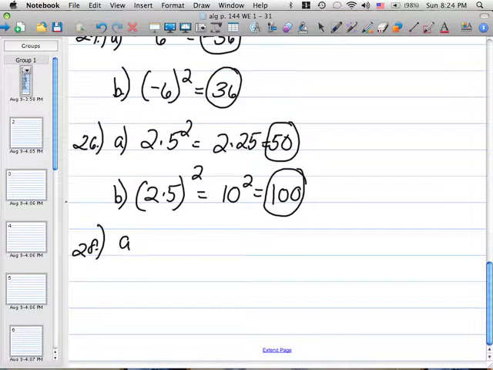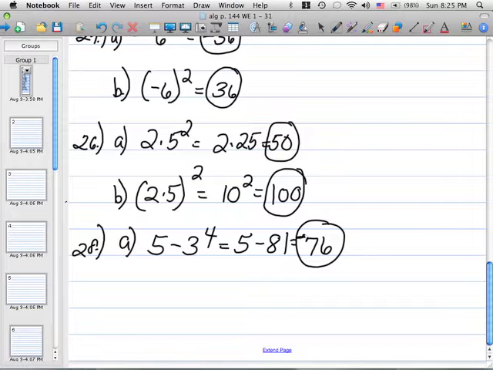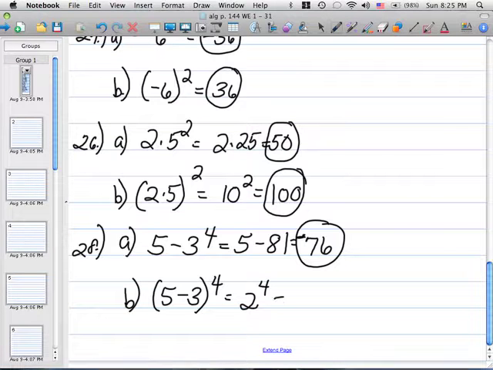Number 28, A, 5 minus 3 to the 4th power. So that's going to be 5 minus 81. 3 to the 4th power is 81. Subtract 5 from 81 is 76, and there's more negative, so it's negative 76. Part B, skip a line, parentheses, 5 minus 3, quantity to the 4th power. 5 minus 3 is 2, 2 to the 4th power, 2 times 2 times 2 times 2 is 16.